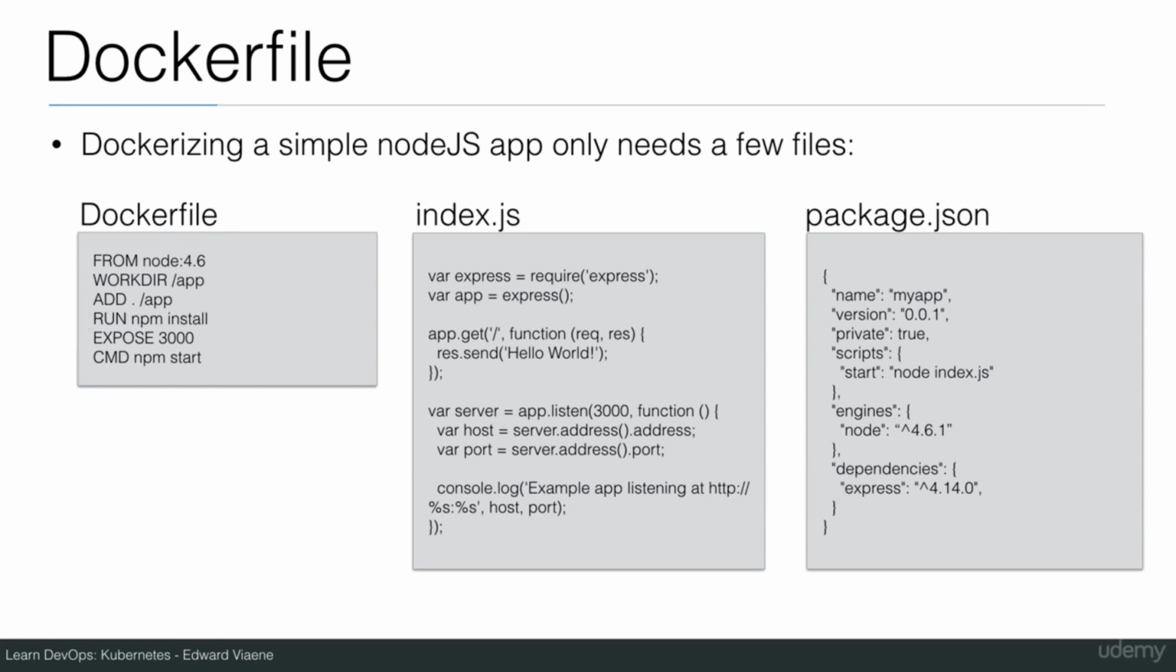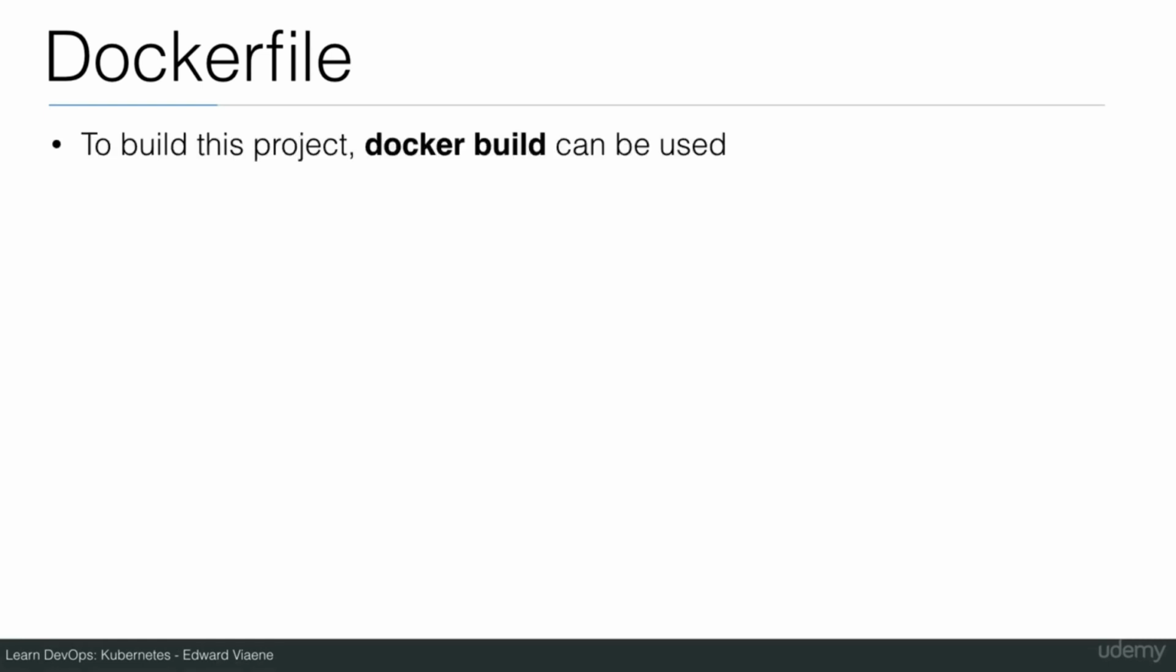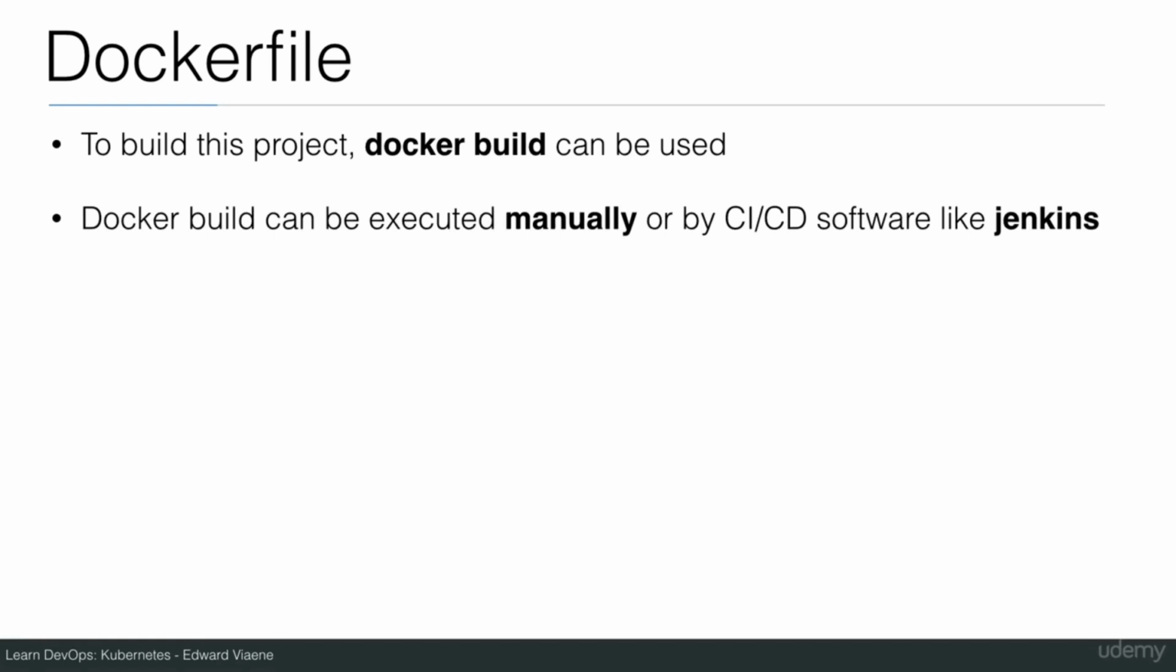You will see this working when I do this in the shell. You just need to understand what these three files mean. The flow itself of building the image, you will clearly see when we're going to run the docker build command. So to build this project, docker build can be used. Docker build can be executed manually, or you can use CI/CD software like Jenkins to listen for any changes to your project and then automatically execute a build. We are going to do it manually for now. Later on, you can automate this easily.